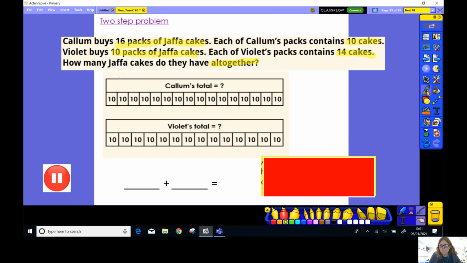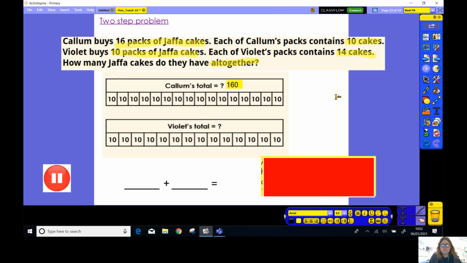Callum's total is what? Why don't you work that out now? So pause the video and see if you can work out how many Jaffa cakes Callum has. Well done. So in total, Callum has 16 times 10, and I know that 16 times 10 is 160. So he has 160 Jaffa cakes.